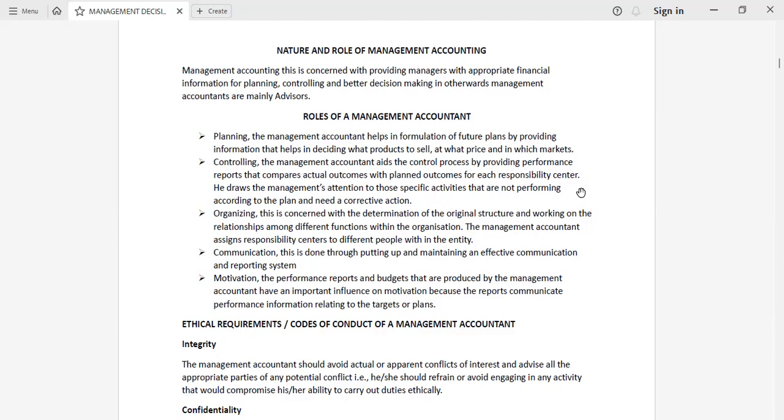Secondly, we are looking at controlling. The management accountant aids the control process by providing performance reports that compare actual outcomes with the planned outcomes for each responsibility center. We shall look at the responsibility centers.